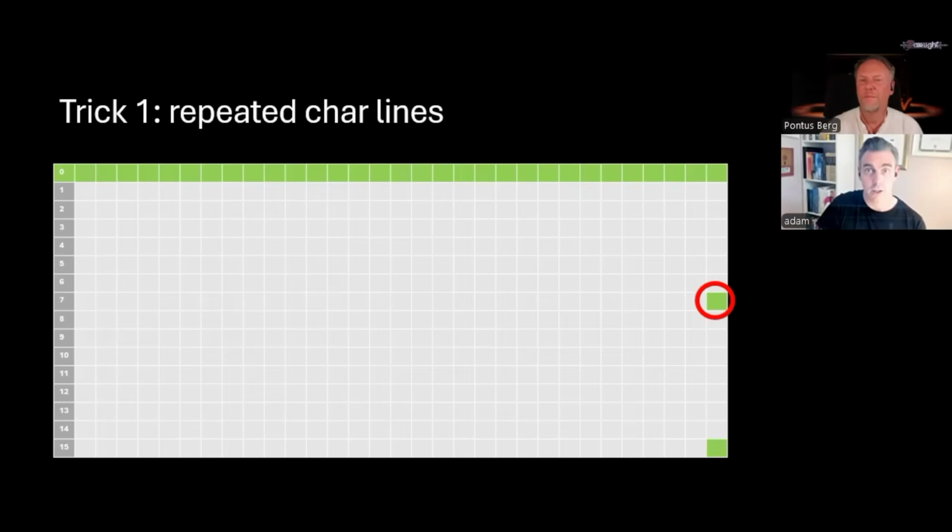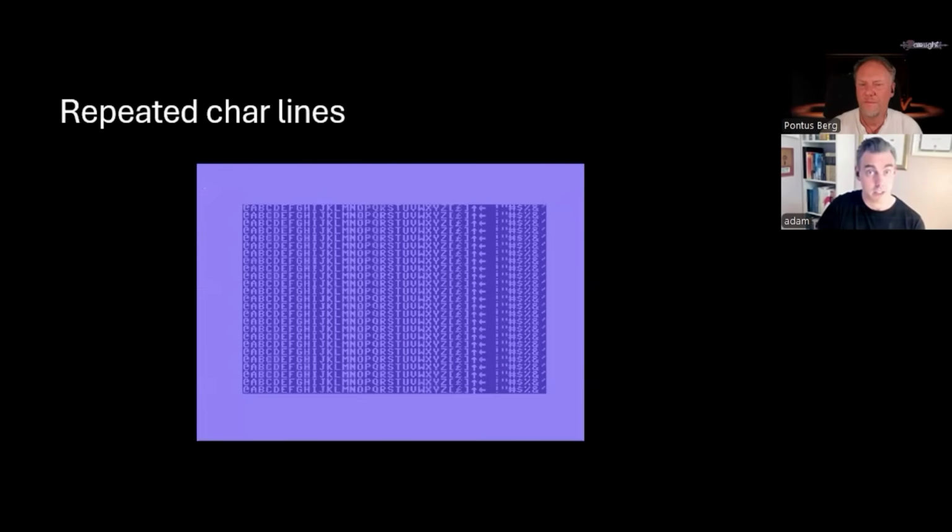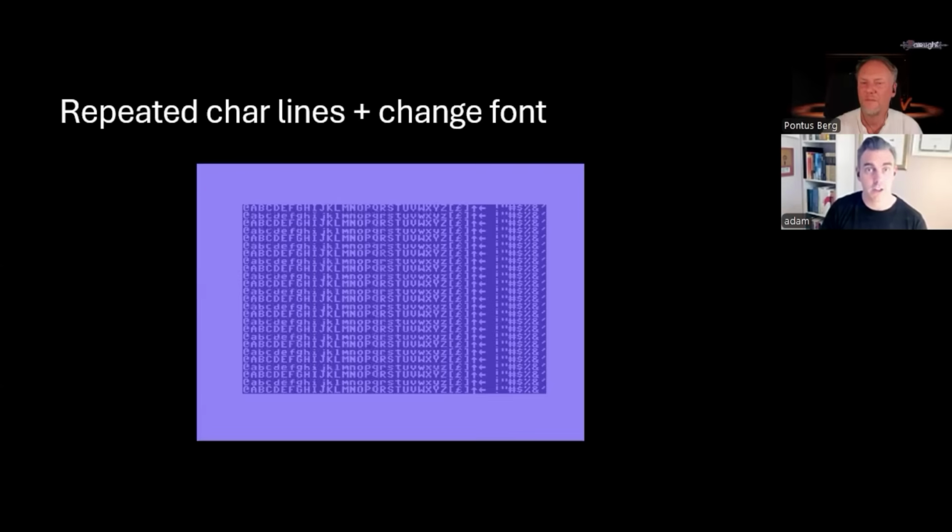And if we do this on text mode, it looks like this. And this may not look like much. Why would you do this? You just see the same characters row by row. The reason why we do this in text mode is that we can still change the font, even though we get the same characters, because we just do that once. We can still change the font. So if we change the font here, we get something like this.